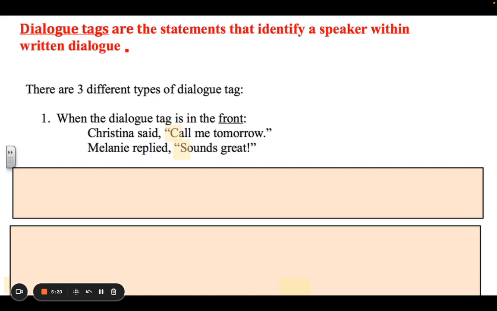So there are 3 different types of dialogue tags. First is you can put it before the words. Christina said, comma, and then you write the word spoken. Melanie replied, comma. All right, notice capital letters. So the comma here is introducing what's being said, and the punctuation is inside the quotation mark, inside.